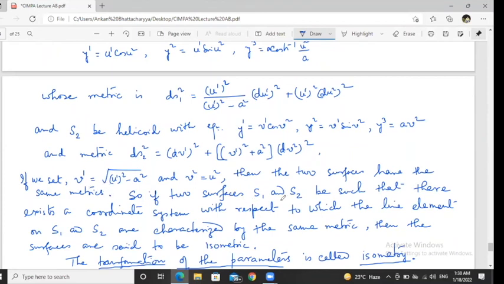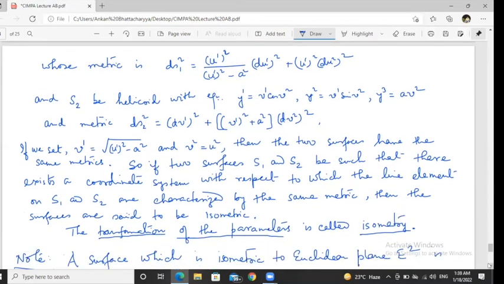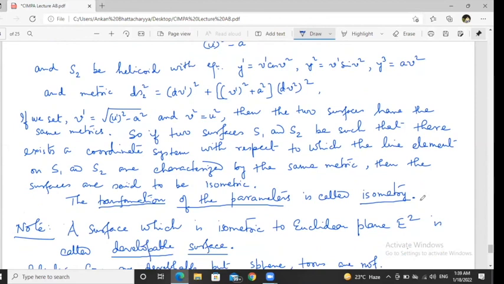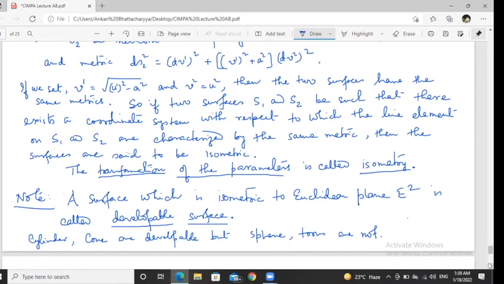So if two surfaces S1 and S2 are such that there exists a coordinate system with respect to which the line elements on S1 and S2 are characterized by the same metric, then these surfaces are said to be isometric. The transformation of the parameters is called an isometry. So this is the rule of isometry. Now, a surface which is isometric to the Euclidean plane E2 is called a developable surface.